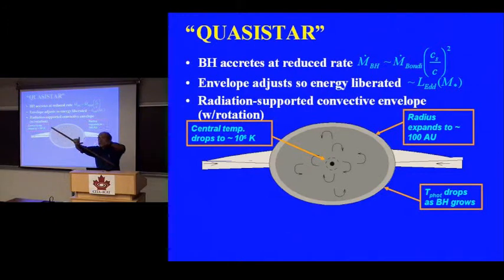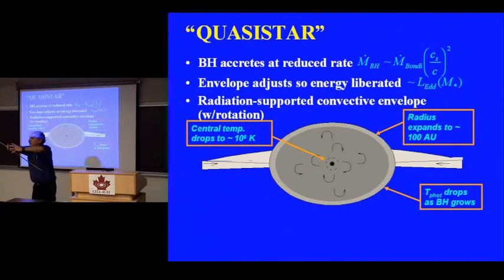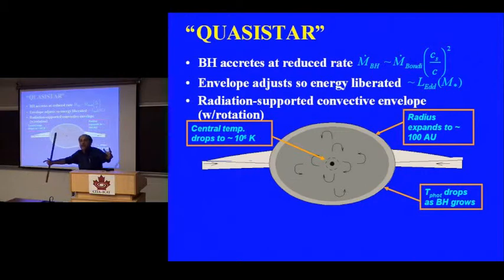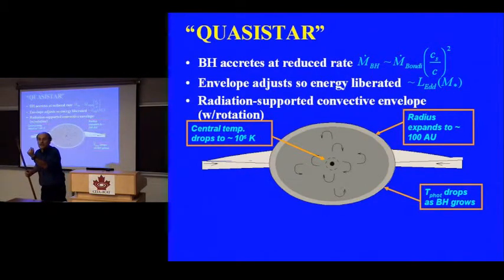What has to happen is that the conditions in the envelope have to expand to the point where the accretion onto the black hole puts out just the Eddington limit for the envelope.